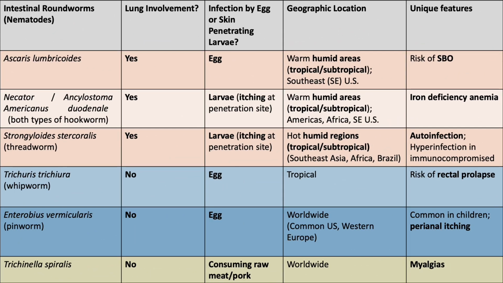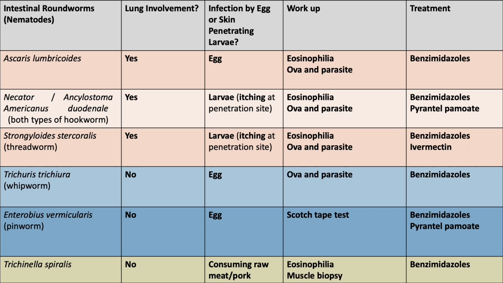So now we can update our comparison chart to summarize the major features of the intestinal roundworms. Both the ones which cause lung involvement appear at the top, and the ones which infect the gastrointestinal tract without lung involvement are here at the bottom. Please use this table as a way to compare the intestinal roundworms, including unique clinical features of each. We can alter this table to include the workup and treatment.